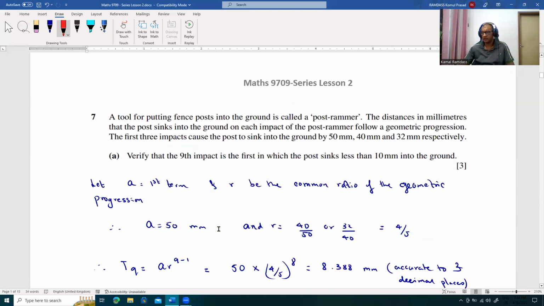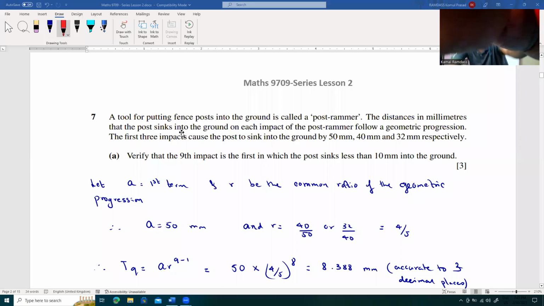OK. Deuxième question dans ce même papier-là. A tool for putting fence posts into the ground is called a post rammer. OK. The distances in millimeters that the post sinks into the ground on each impact of the post rammer follow a geometric progression. Ça veut dire, mon point n, ce qui peut dire moi, n post. Bon, je stop ça chez là.